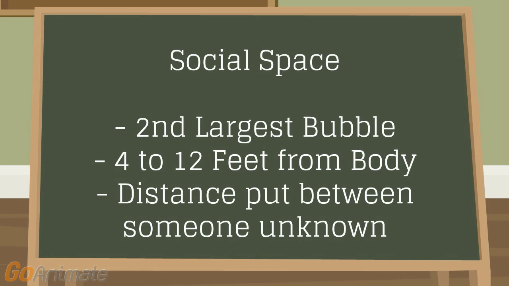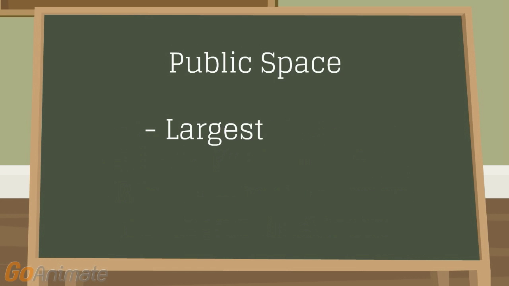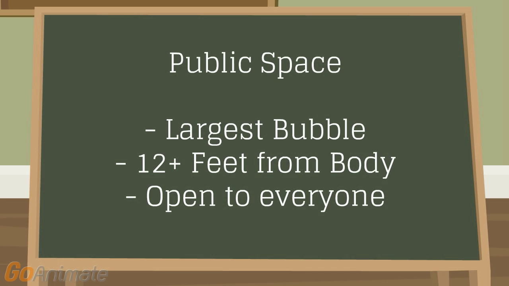Social space is the second largest bubble. It is the area beyond 4 feet from the body, and is known as the distance put between someone unknown. Public space is the largest bubble. It's everything beyond 12 feet from the body, and is open to everyone.